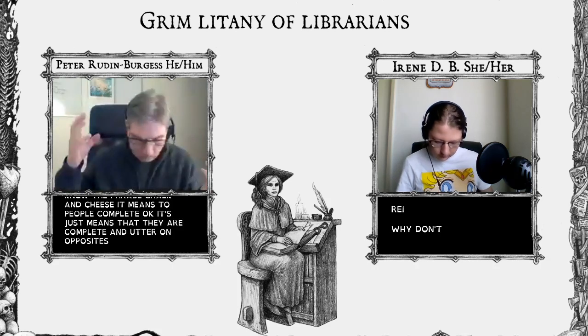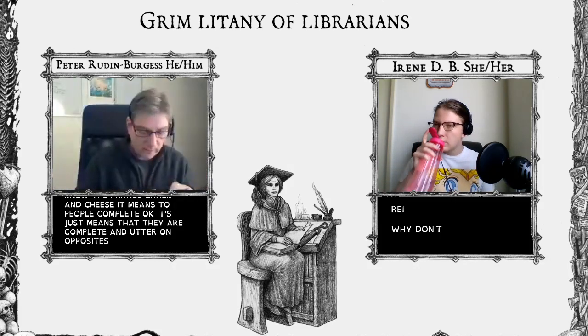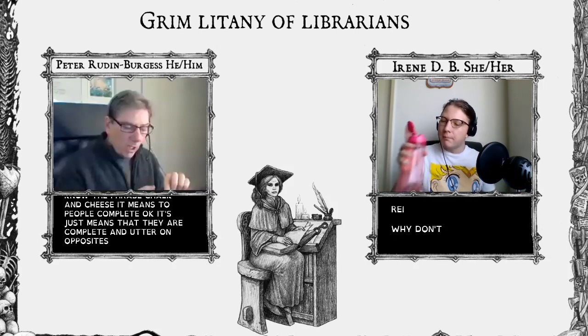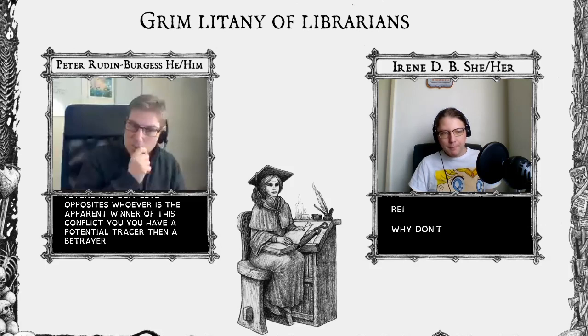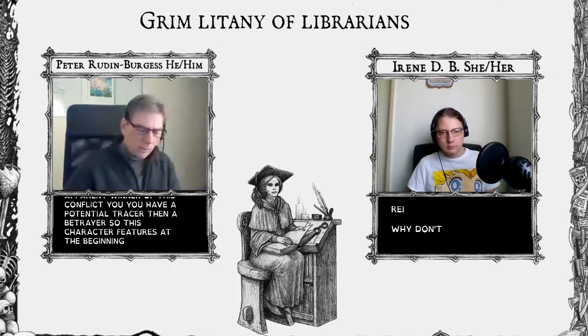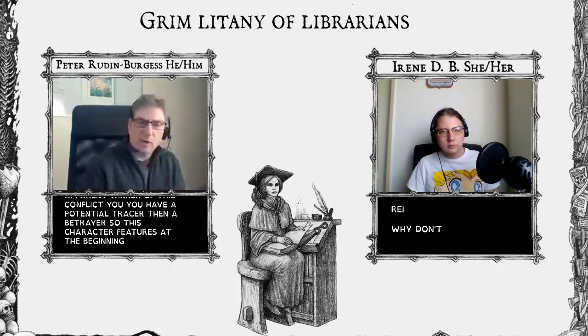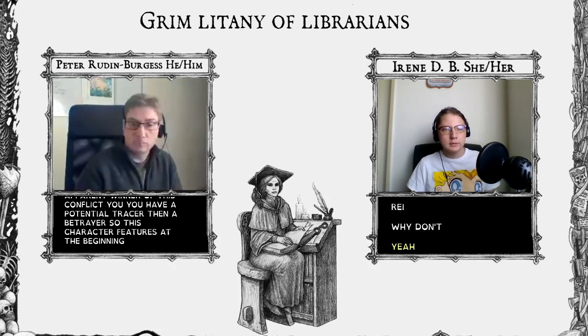Whoever is the apparent winner of this conflict, you have a potential traitor, a betrayer. So this character features at the beginning, who then doesn't like the way things are going, and maybe would accept the 30 pieces of silver to betray their own side, because they think what's being done is being done wrong, or the wrong thing is being done.